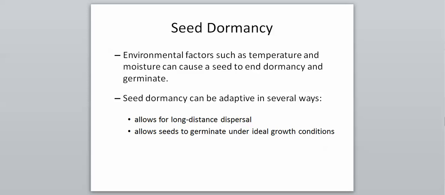And then it can be adaptive in several ways, meaning that it can adapt to what the plant needs. It allows for long distance dispersal. So the plant has an adaptation for long distance dispersal, meaning that it won't germinate until it's been moved to where it needs to be. This also allows seeds to germinate under ideal growth conditions, waiting for the heat to pass, waiting for the rain to come, things like that.